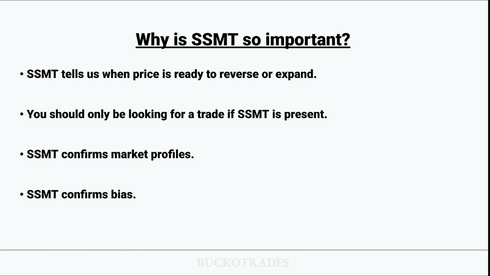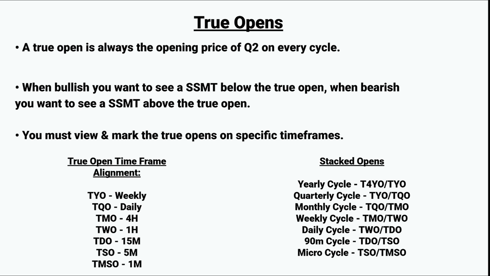We can now get into true opens in a little bit more depth, because true opens are very powerful in helping us spot real sequential SMT and fake sequential SMT. So a true open is always the opening price of Q2 on every single cycle. When bullish, you want to see a sequential SMT below the true open. When bearish, you want to see a sequential SMT above the true open.